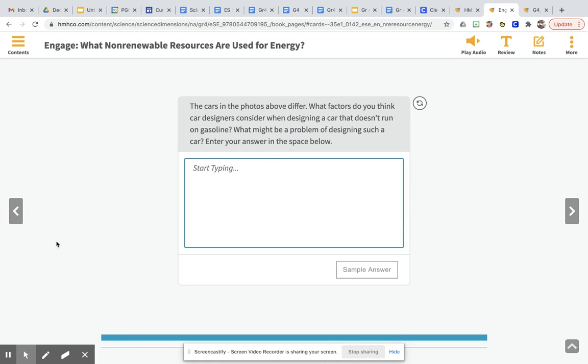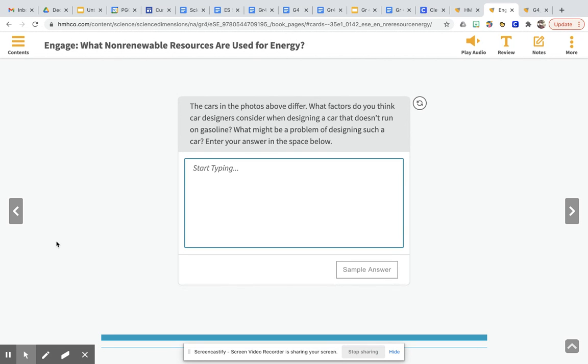All right, guys. Well, before we jump into our lesson for today, one more thing I want you to discuss. And the question is, the cars in the photos above differ. They all look completely different from each other. What factors do you think car designers consider when designing a car that doesn't run on gasoline? What might be a problem of designing such a car?